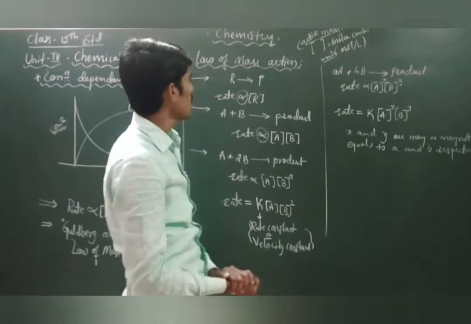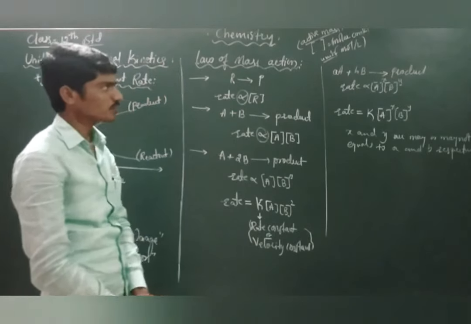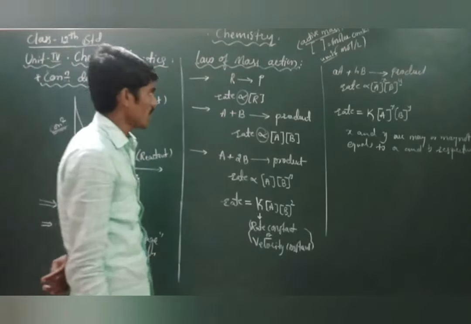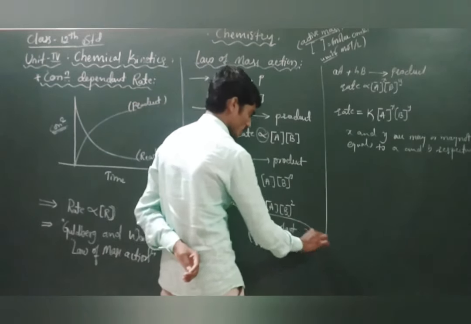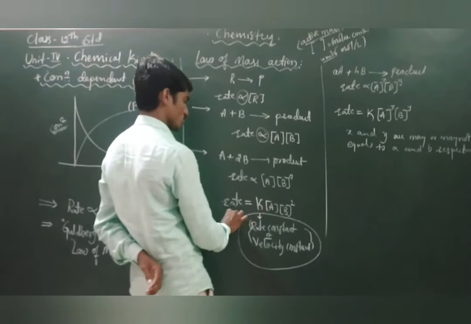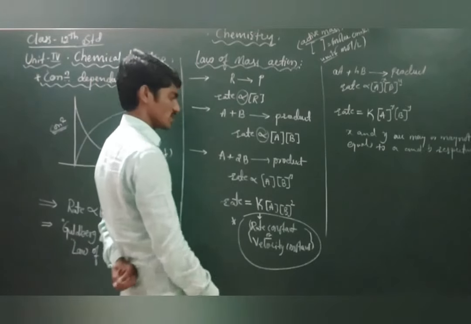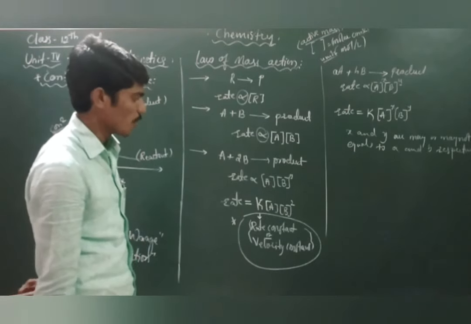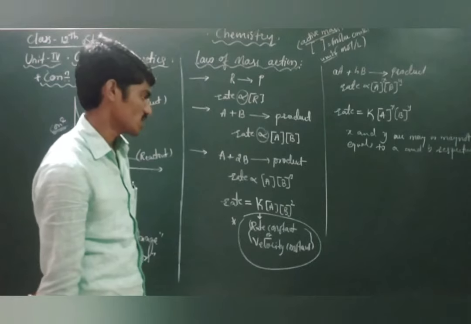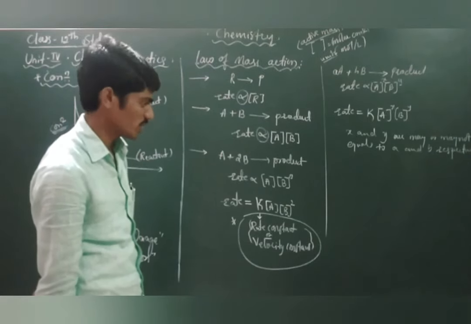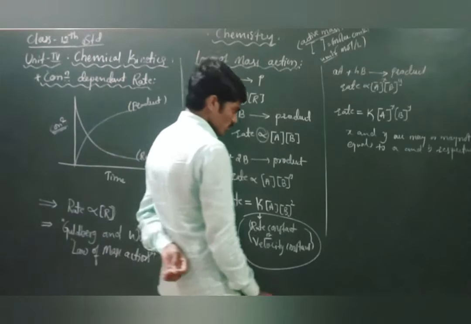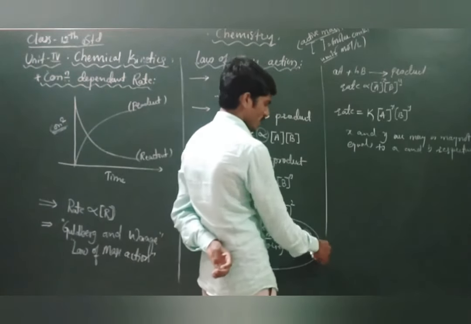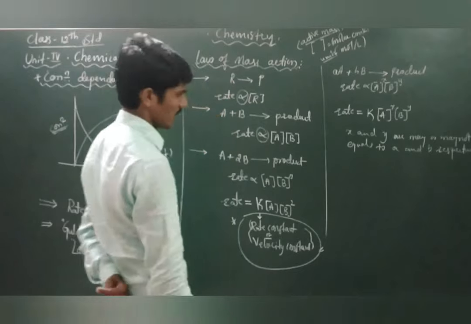तो ये हुआ आपका law of mass action. And in this law of mass action, the proportionality constant is known as the rate constant. Please note this: K is a constant known as the proportionality constant, or it is also known as the rate constant, or simply we can call it the velocity constant. And here you can write the unit and characteristics of this rate constant.